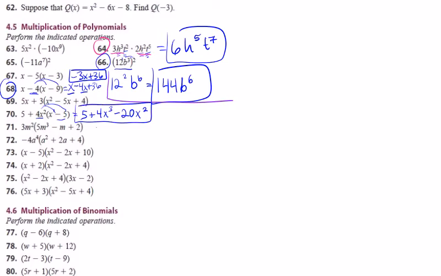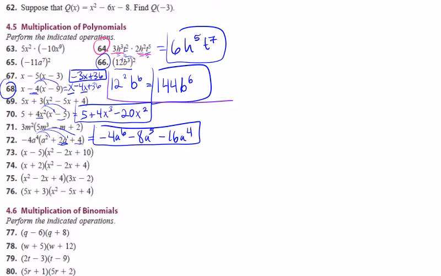All right, 72 we would distribute by all three, so it'd be -4a to the sixth. 4 plus 2 is 6. Then it would be -4 times 2a, so it'd be -8a to the fifth, right? Because there's an invisible 1 there. So 4 plus 1 is 5. And then -4 times -4a to the fourth times +4 is -16a to the fourth.